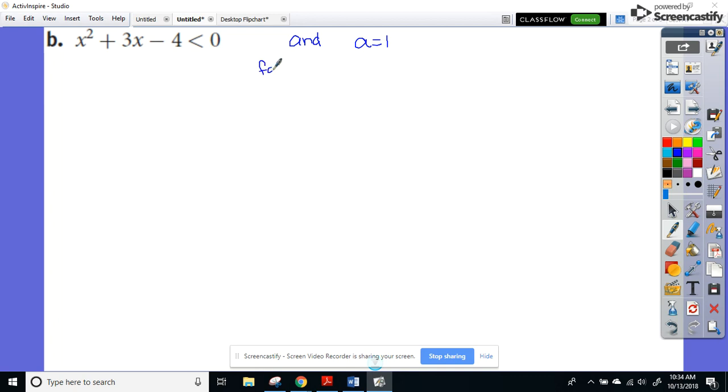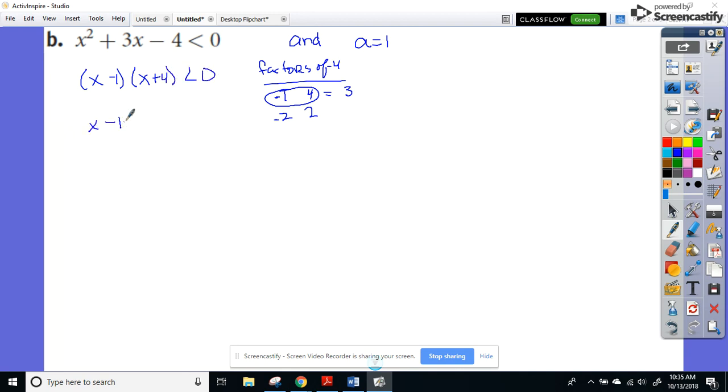The factors of -4 are 1 and 4, 2 and 2. Look for your hint. My bigger number needs to be positive. Bigger number's positive, smaller number's negative. These are the same size. Those two combine to give me 3, which is what I need. This is my pair of numbers: x minus 1, x plus 4 is less than or equal to 0.